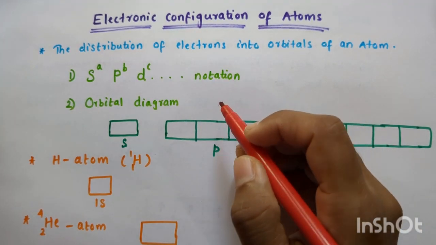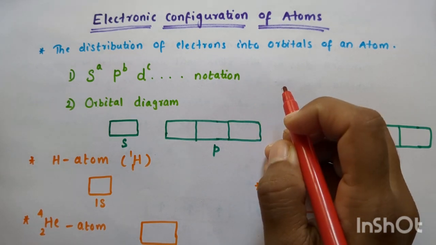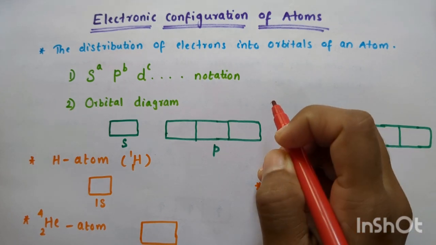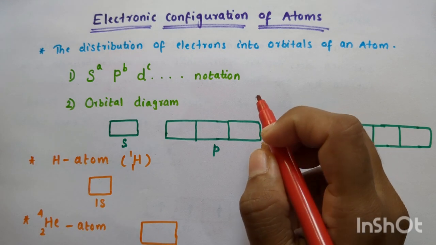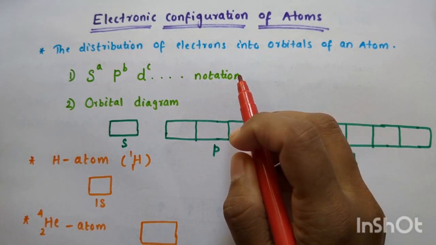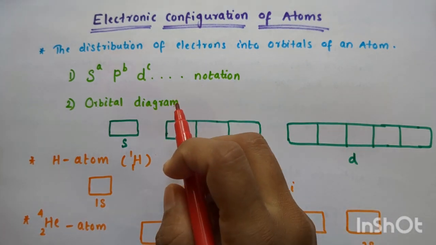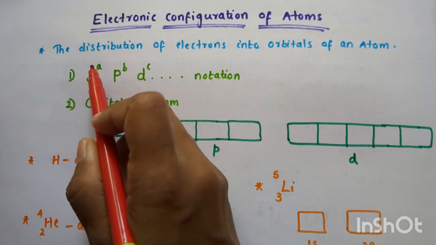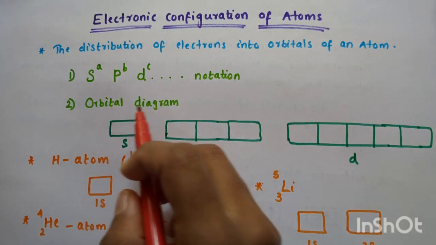If we have the idea of the basic rules, Aufbau principle, Pauli exclusion principle, and Hund's rule, which govern the filling of different atomic orbitals, the electronic configuration of different atoms can be written very easily. We have already discussed the Aufbau principle, Pauli exclusion principle and Hund's rule in our previous video, which is available in the playlist. The electronic configuration of different atoms can be represented in two ways. One is the s^a, p^b, d^c notation. Another one is the orbital diagram.